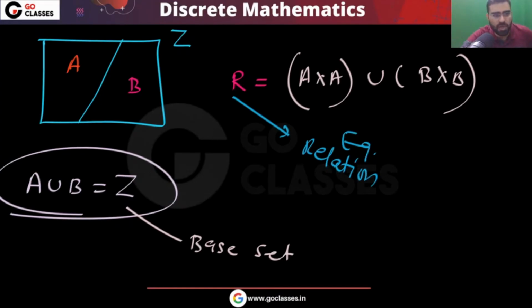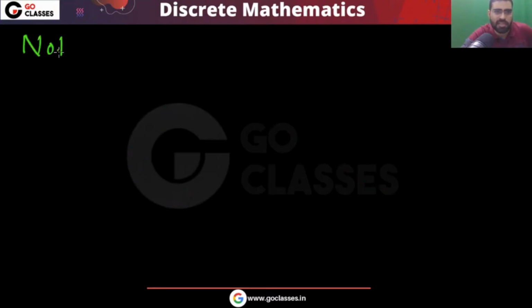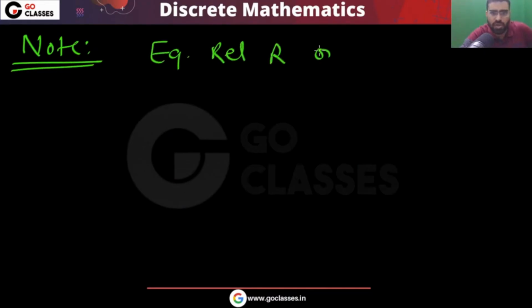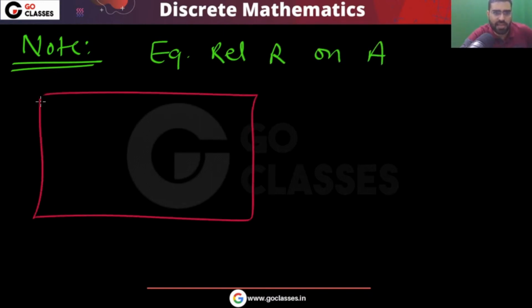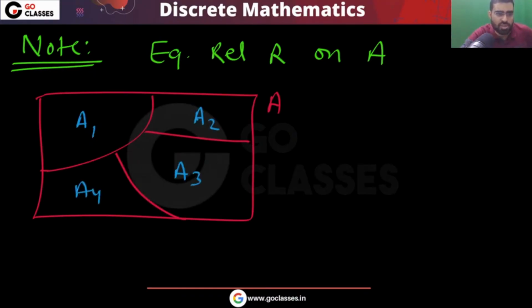So this R will have ordered pairs, A cross A union B cross B. This is a very simple thing I want to tell you. If you have an equivalence relation R on set A, and let me assume that some equivalence classes are created. Some partitions are created. For example, let me assume that this is A1, this is A2, this is A3, this is A4. Then in this situation, what will your R be?